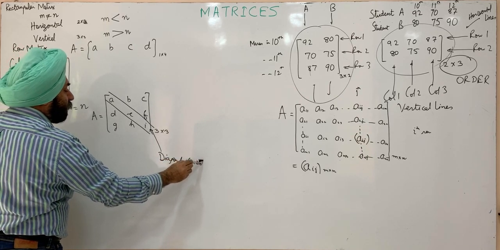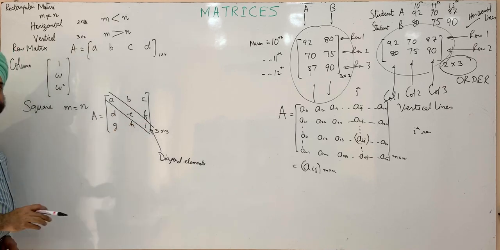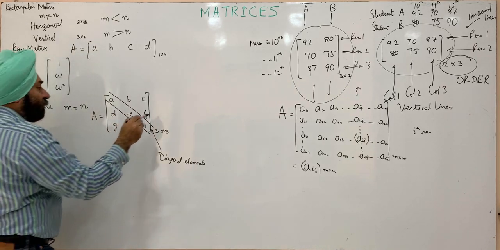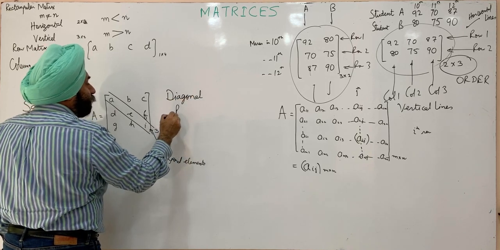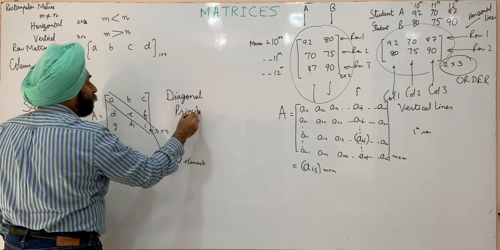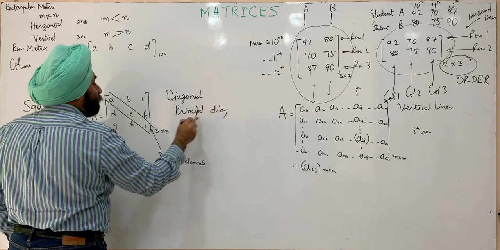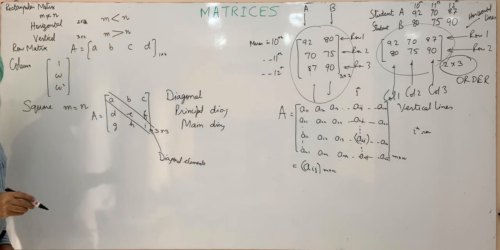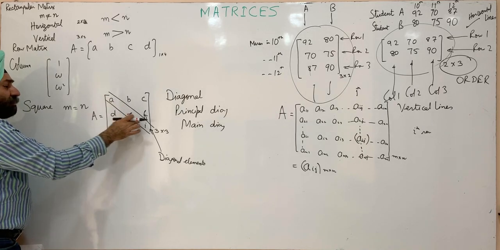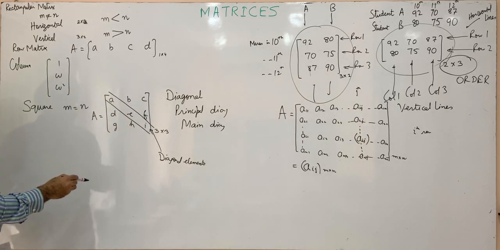So the diagonal elements are A, E and I. This is called the diagonal, also called the principal diagonal, or the main diagonal. There is only one diagonal, and that is having these elements. So what are these elements?